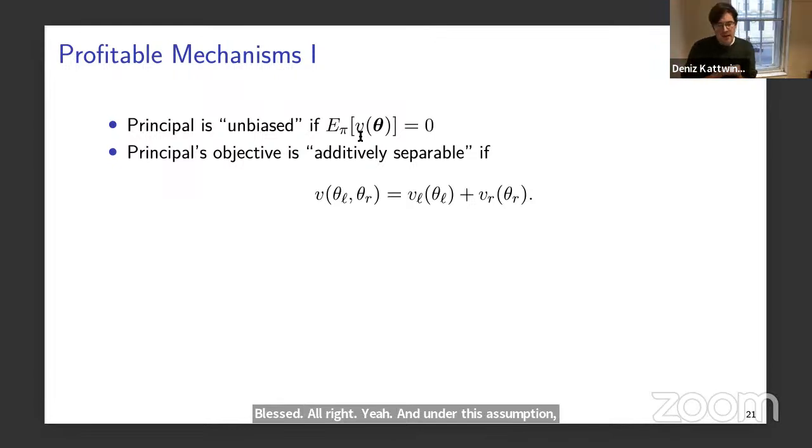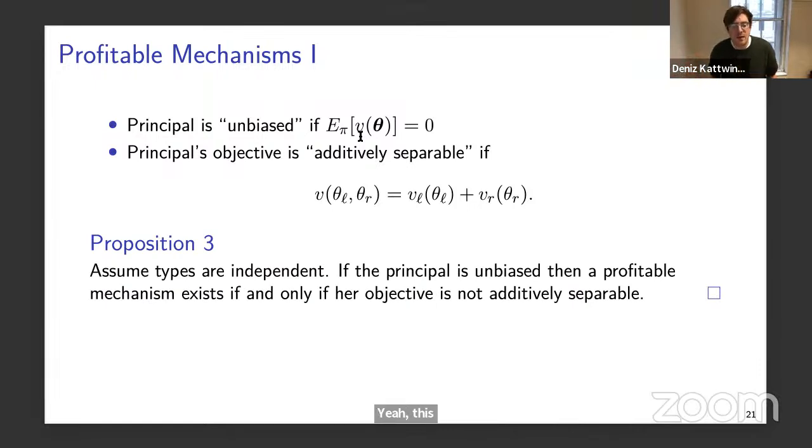Under this assumption, what is crucial is to understand the following: additive separability of the value function of the principal. We say the value function is additively separable if you can write it as a sum of two functions which each only depend on the pieces of information that the respective agents hold. With this we get our proposition. Again, this is with independence; in the paper we are more general for any correlation. Here we say suppose that the types are independent, then if the principal is unbiased, then a profitable mechanism exists if and only if this objective is not additively separable.